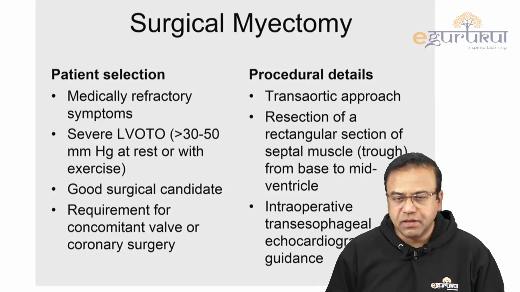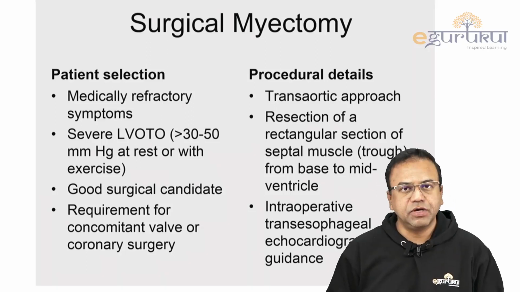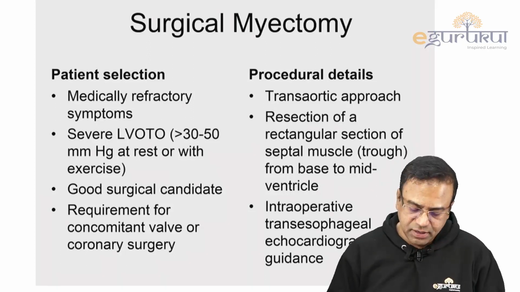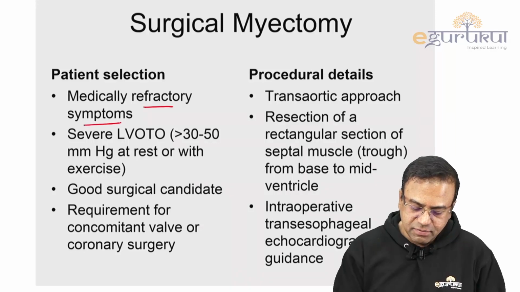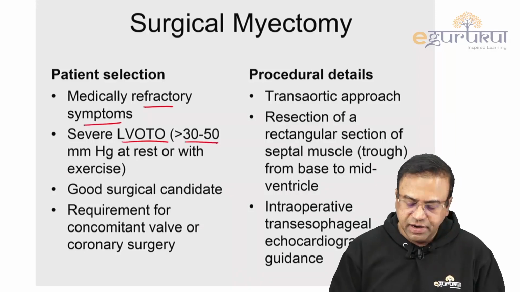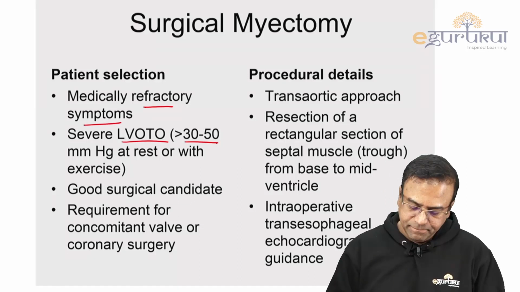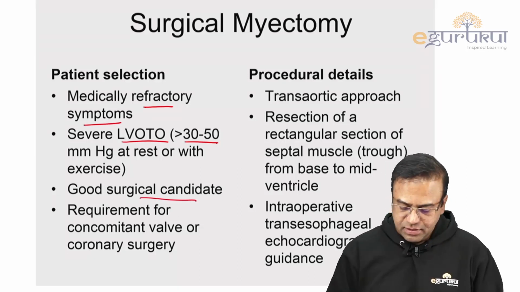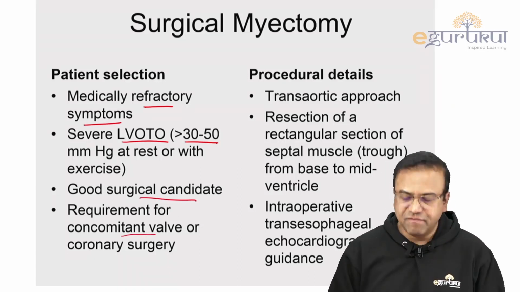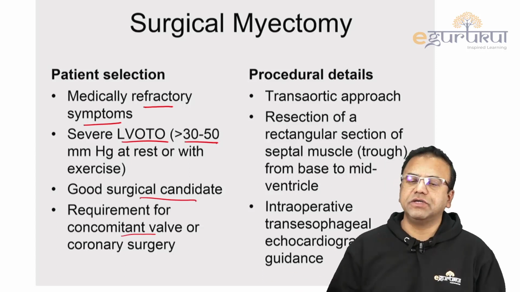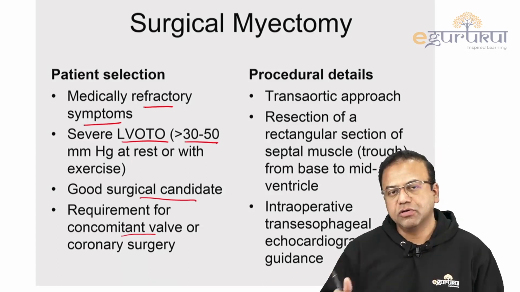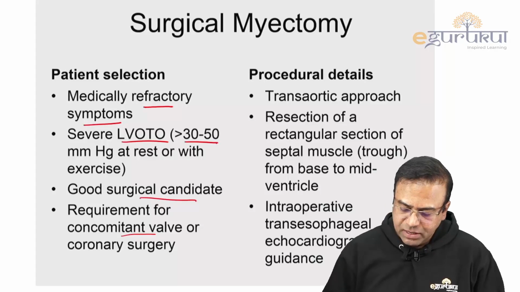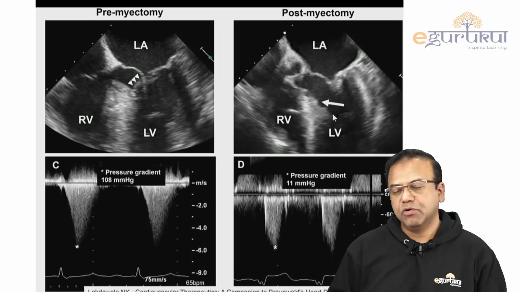So for surgical myectomy, the indications are actually not MCQs, but just for completeness' sake I am mentioning them. These are medically refractory symptoms where the outflow obstruction gradient is more than 30 or 50. If they are good surgical candidates and they have another valve that anyway has to be repaired by surgery, then in such patients you might also go for septal myectomy. So don't bother about the procedure details.